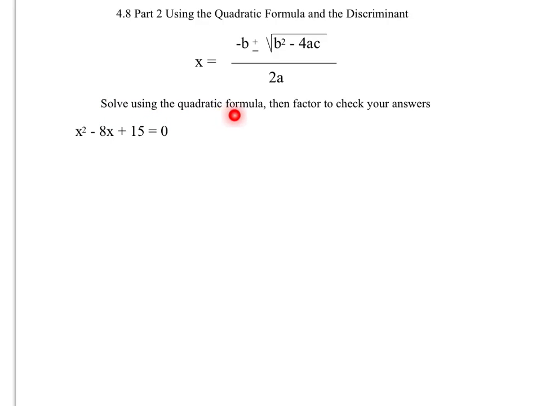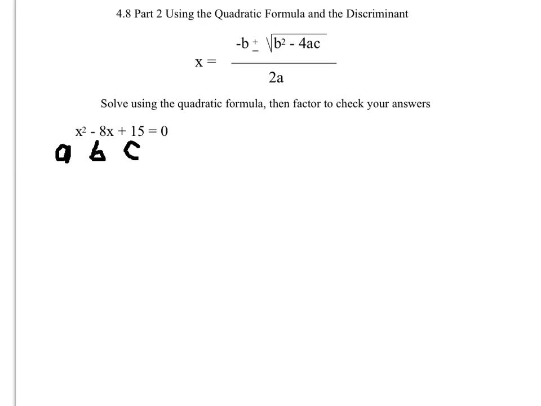We're going to solve using the quadratic formula, then we're going to factor so that we can check our answers. Basically the only reason we're factoring to check answers is to make sure that stays fresh in our minds. So starting out, we have to make sure that our quadratic equation is set equal to 0, which it is. Now we can identify A, B, and C. A is always in front of the x squared, B is always in front of the x, C is always the constant, and we are making sure that we're aware of the signs.